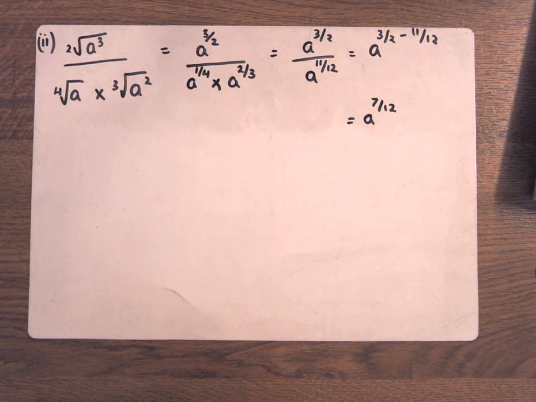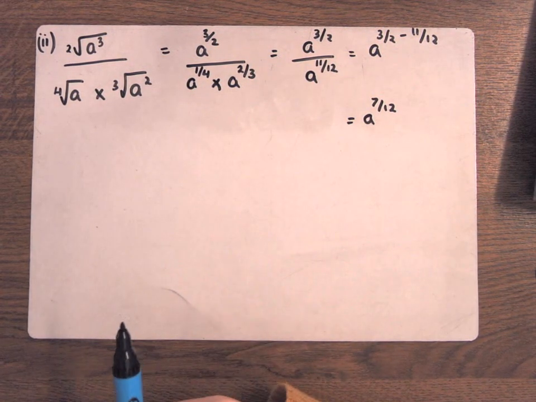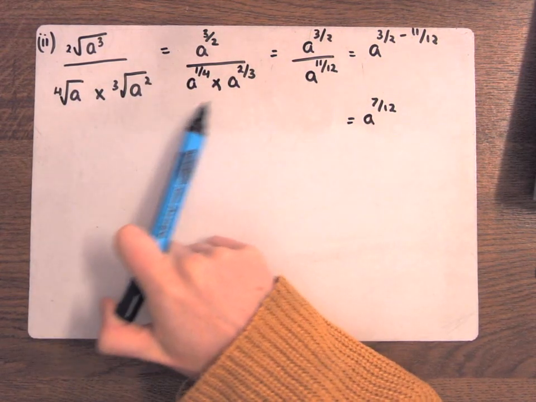Okay, so when you're dealing with square roots, sometimes it is easier to change them to powers of a half or cubed roots, powers of a third, because then you can actually work with the bases being the same.